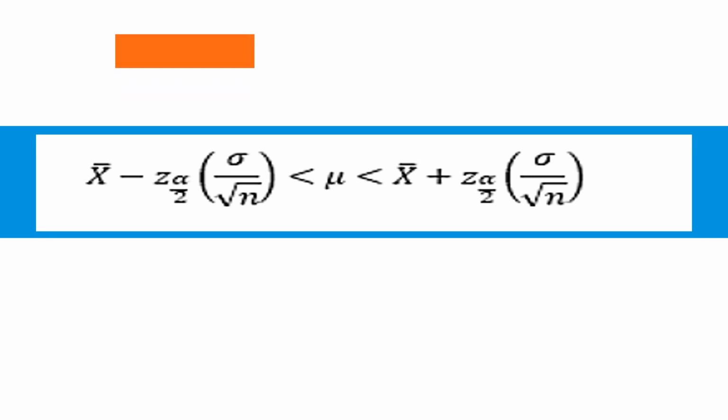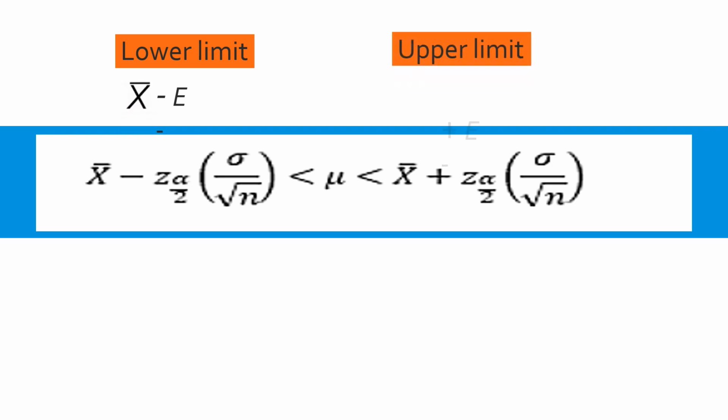Okay, what are we going to do next? We can now get our lower limit and the upper limit. Okay, since we have a computed value for our margin of error, we can subtract this from our sample mean. And the same way, in the upper limit, the computed value of the margin of error will be added to our sample mean.